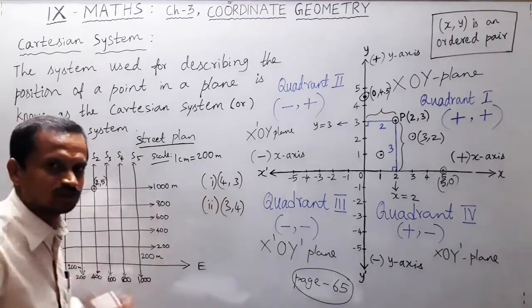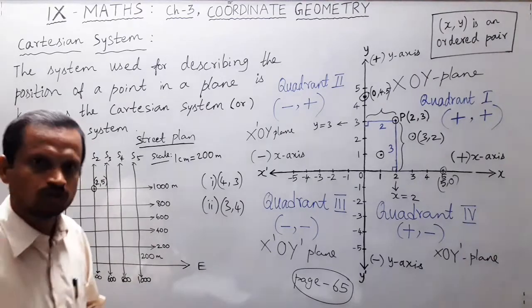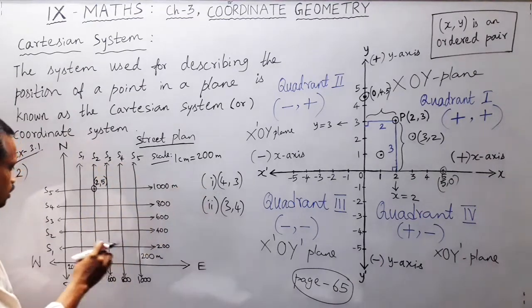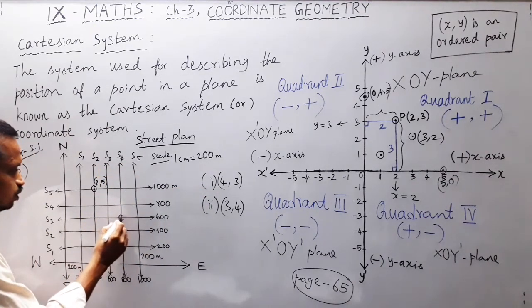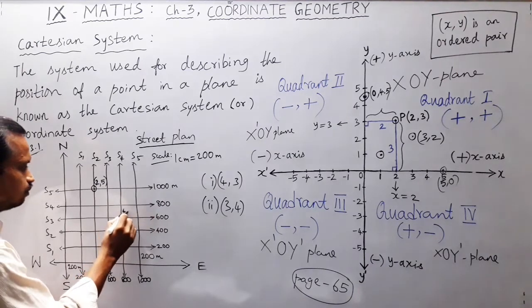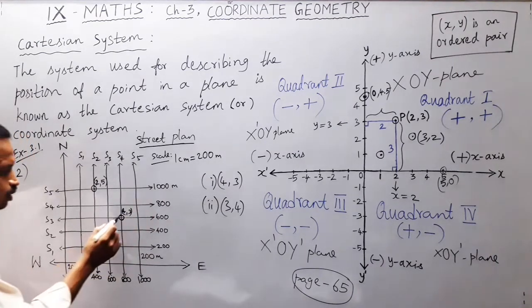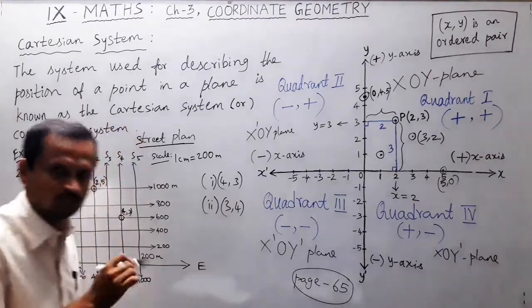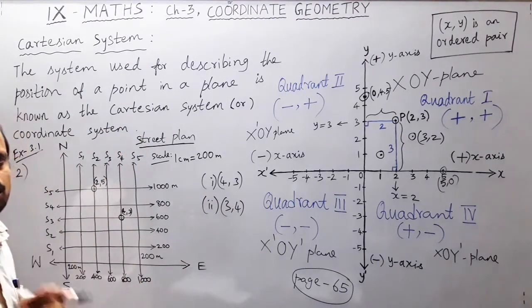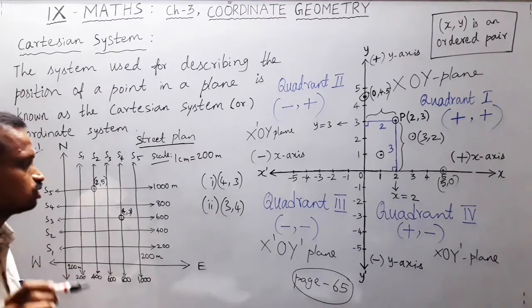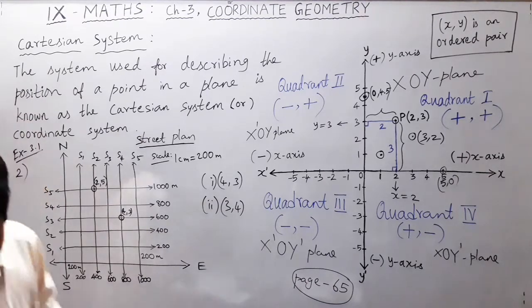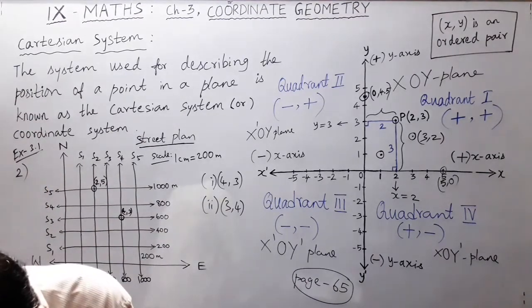So 4 refers to what? The first number refers to which direction? North-south, as given in the question. So north-south 4 means you take S4, and 3 means here. You see, so this is the point. So this is 4, 3. Clear? 4, 3, how many cross streets can we get? Only one. So the answer is only one such cross street. You have to answer that only one cross street can be referred to as 4, 3.